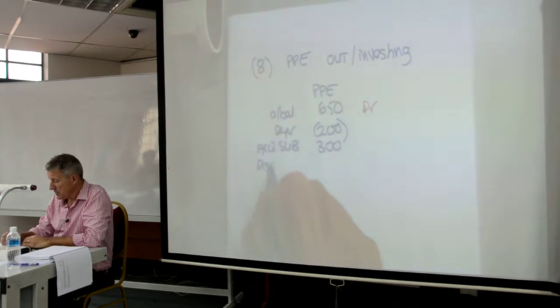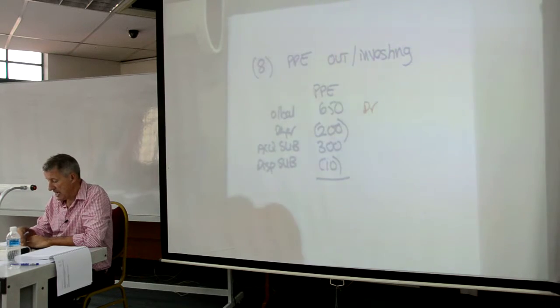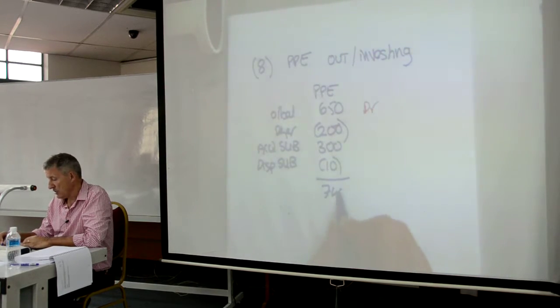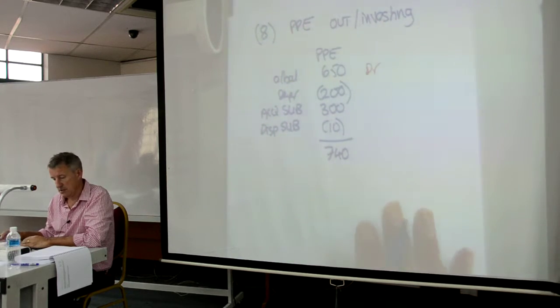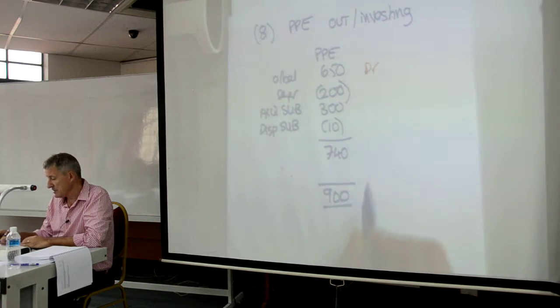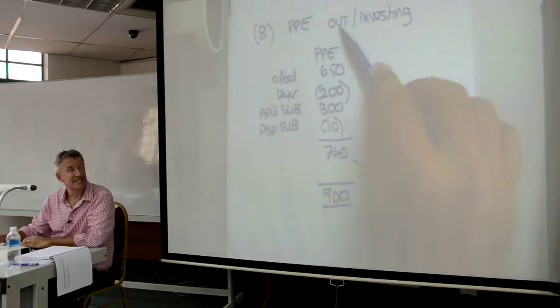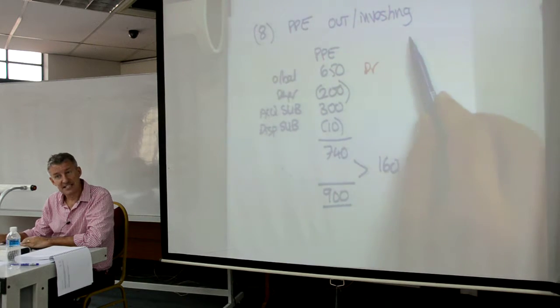You've also disposed of a sub, and that has PPE in it of 10. So intuitively, your 650 minus your 200 plus your 300 minus your 10 would suggest you should have plant of 740. You don't have plant of 740, you have more plant, you have plant of 900, so the amount of cash you've spent is the difference. Now that is a number that you would put in brackets, because it's money going out, and it would be in your investing activity section.